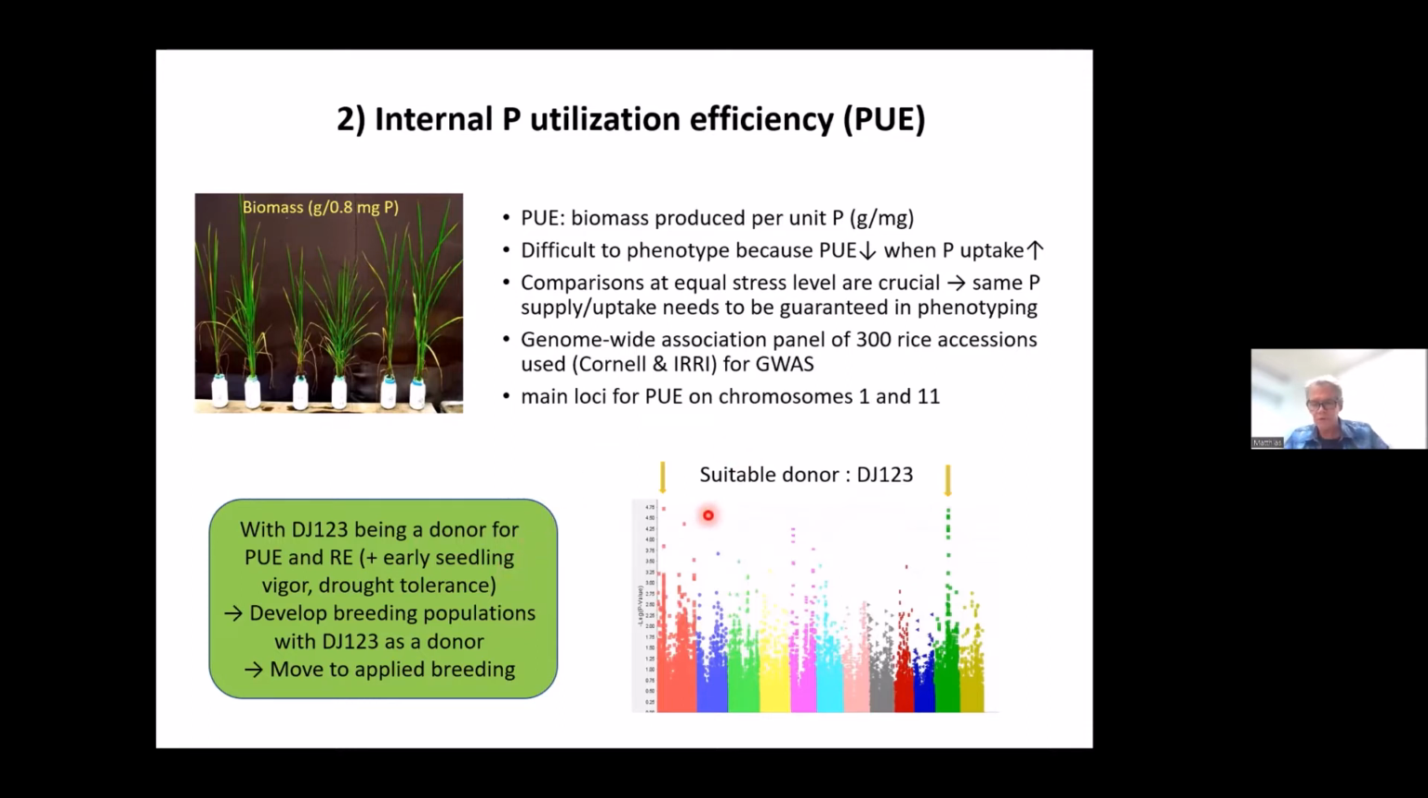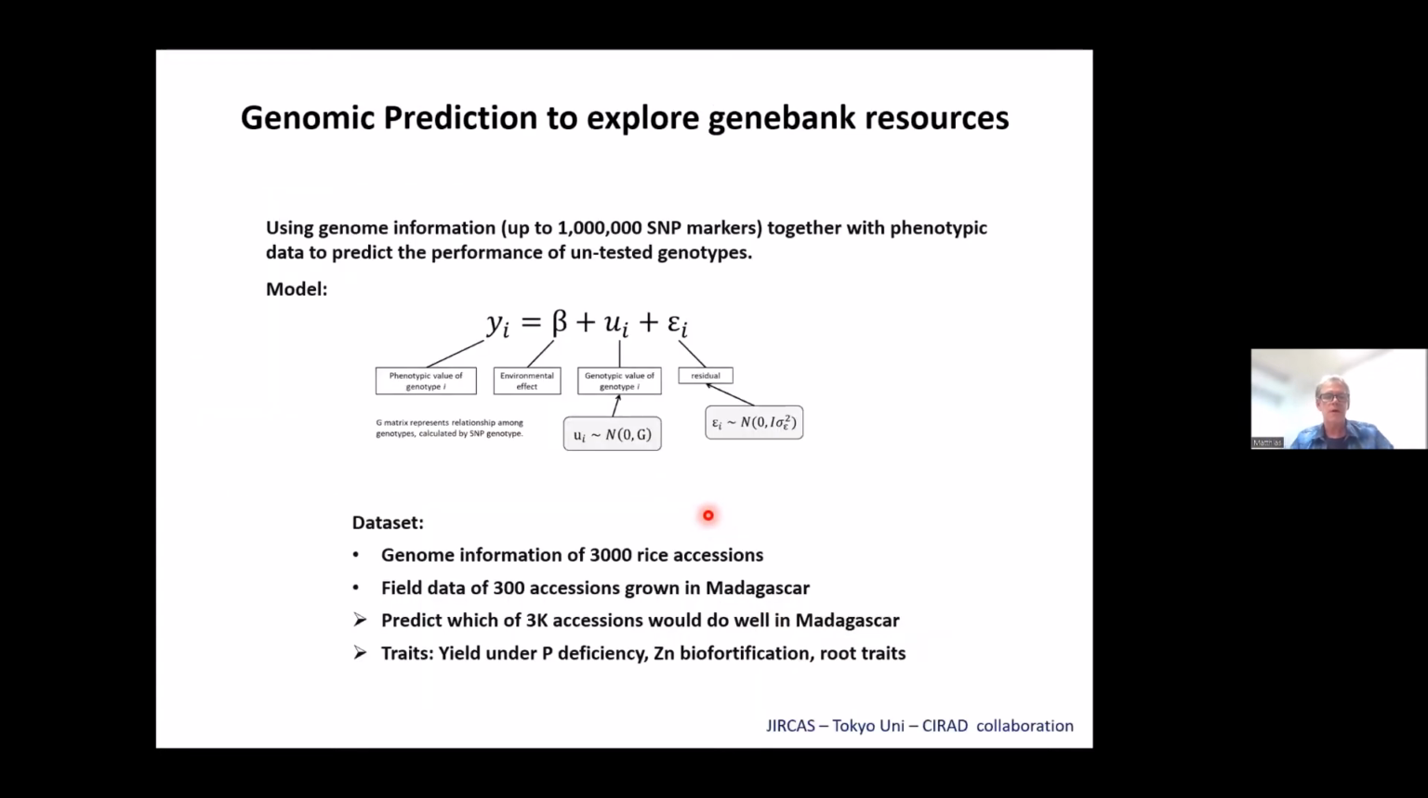But before I go to this applied breeding, I want to touch on one more topic, and that is genomic prediction. I've already mentioned gene bank accessions, and my interest is to really find new variation, new traits that are sort of hidden in these gene banks and make them usable in plant breeding.